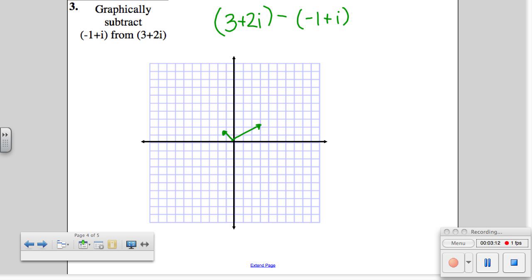Now, when I add those together, I'm going to have to distribute that negative sign. I'm sorry, when I subtract them. So plus 1 minus i. So I get 4 plus i. And so if I go 4 in the real direction, and 1 i in the imaginary direction, I'll get that vector answer.